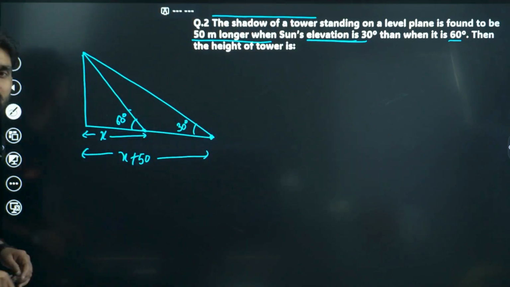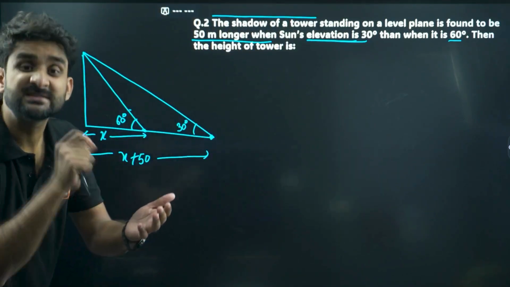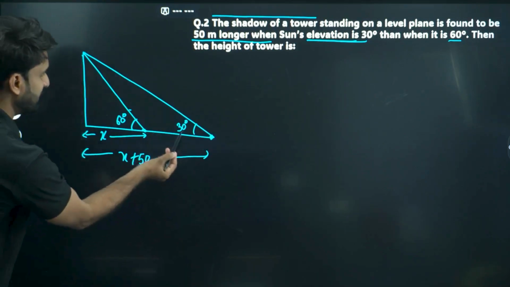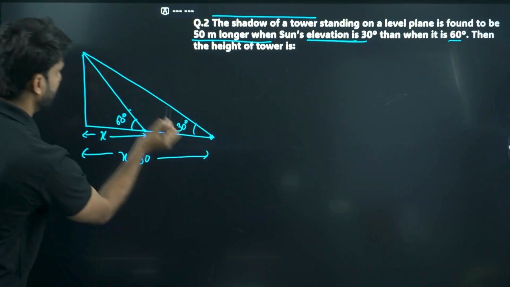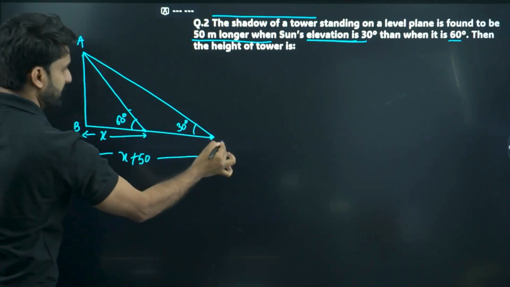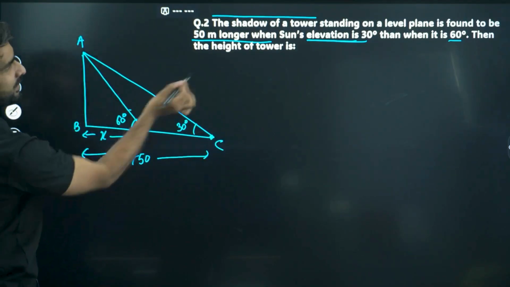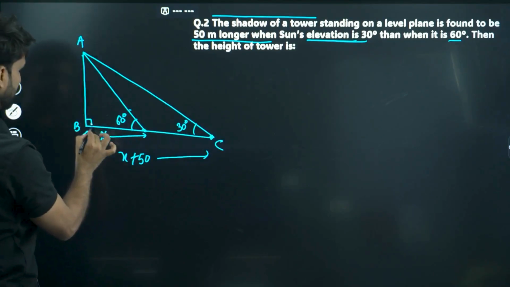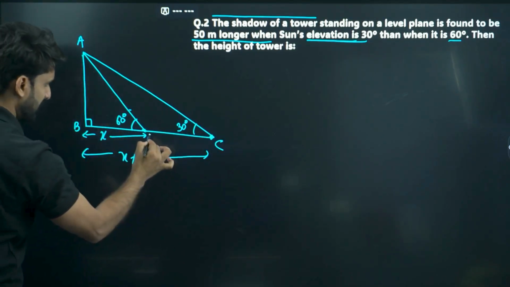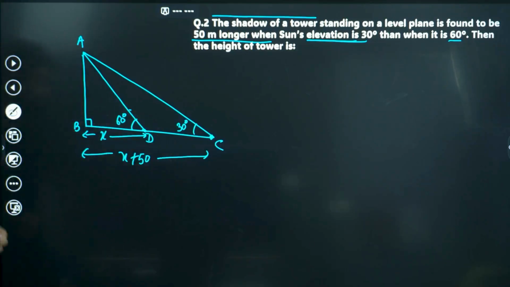Now what we have to do? Kindly search for the right angle triangle. Where is the right angle triangle? For 30 degrees, the first right angle triangle will be this. I'm calling this right angle triangle ABC, because this is the tower here. Okay, this is the tower, so 90 degrees will be here. For 60 degrees, the right angle triangle will be AB, and I'm marking this point as D, ABD.